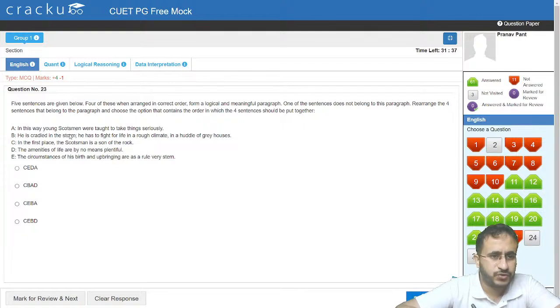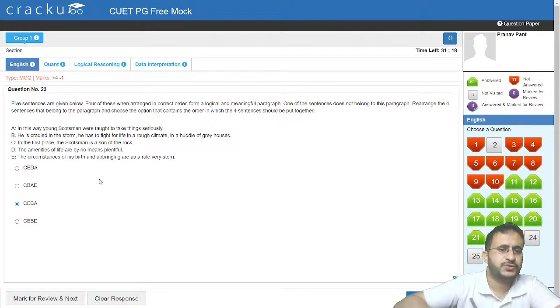In this way, young Scotsmen were taught to take things seriously. The amenities of life are by no means plentiful. So D is looking out of the scope. Yeah, so he says that he's cradled in this and has a tough childhood. That's why in this way they are taught to take things seriously. So D will be eliminated. C, E, B, A looks the right order.